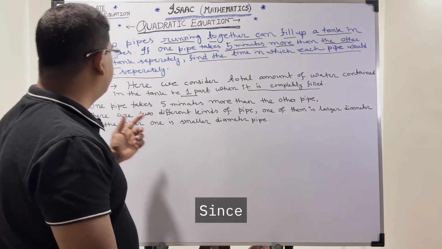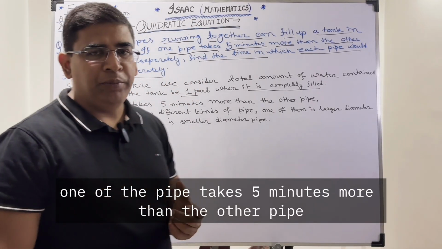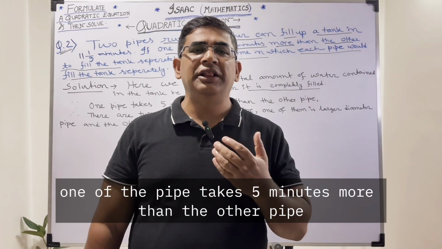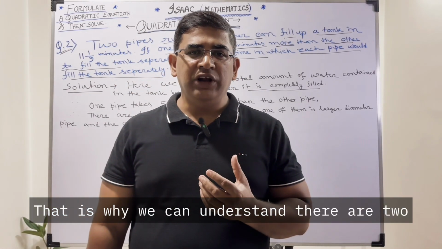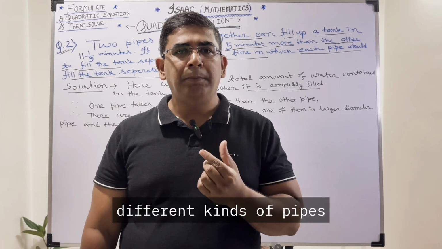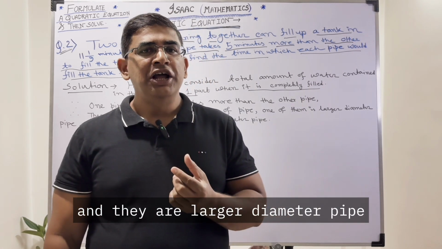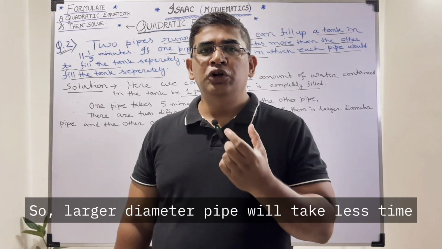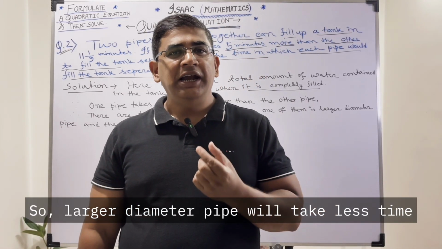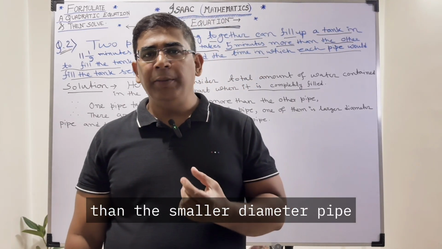Okay, since one of the pipes takes 5 minutes more than the other pipe, we can understand there are two different kinds of pipes: a larger diameter pipe and a smaller diameter pipe. The larger diameter pipe will take less time than the smaller diameter pipe.